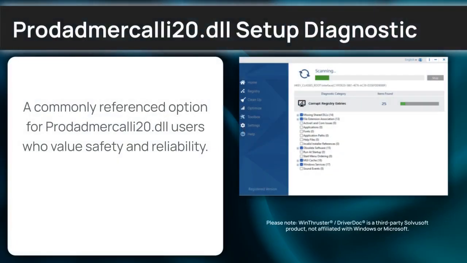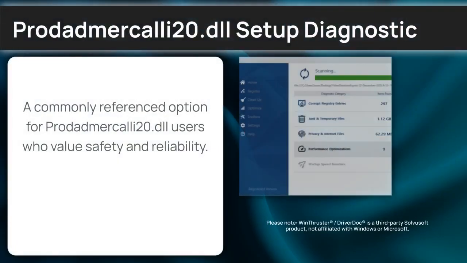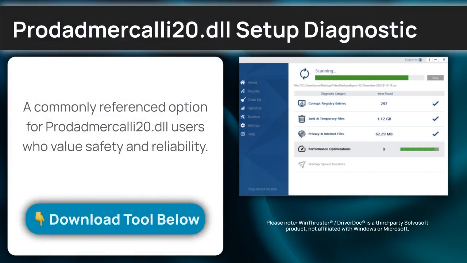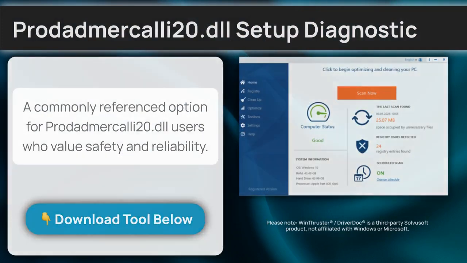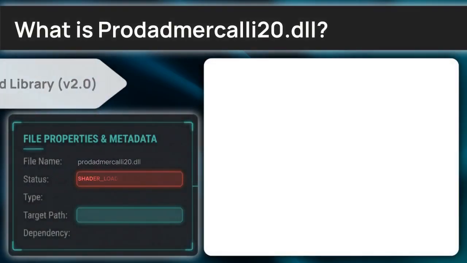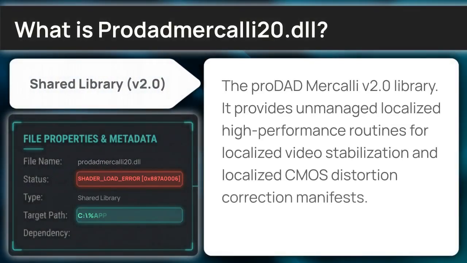To begin the walkthrough for ProDAD Mercalli 20, you can choose the manual path or use a resource designed for environment stability. This is the ProDAD Mercalli v2.0 library. It provides unmanaged, high-performance routines for video stabilization and CMOS distortion correction. Now that you know how the file works, let's focus on the how and fix the issue.